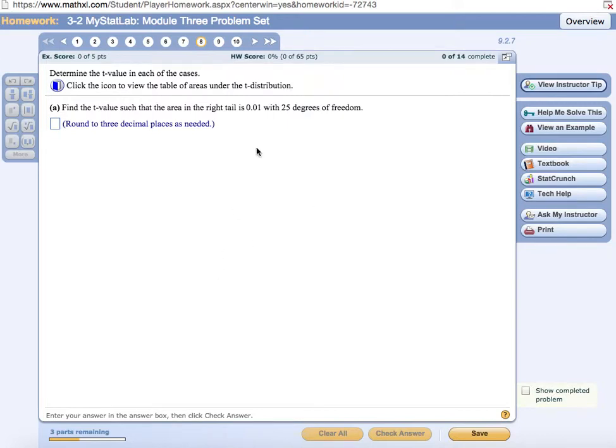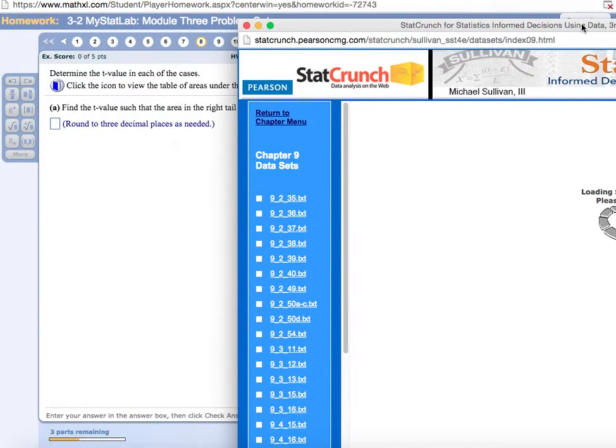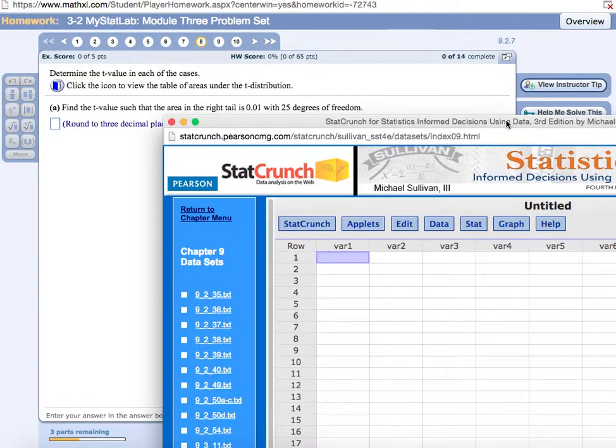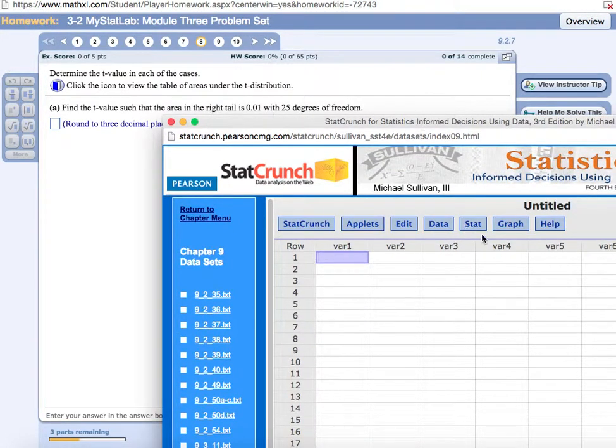We are going to be going over this problem using StatCrunch. Here we're asked to find the t-value in the right tail. Let's go ahead and open up StatCrunch. We have 25 degrees of freedom, and the area in the right tail is 0.01.